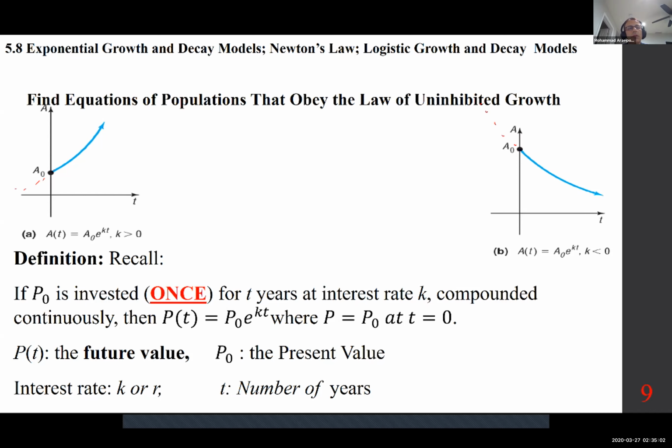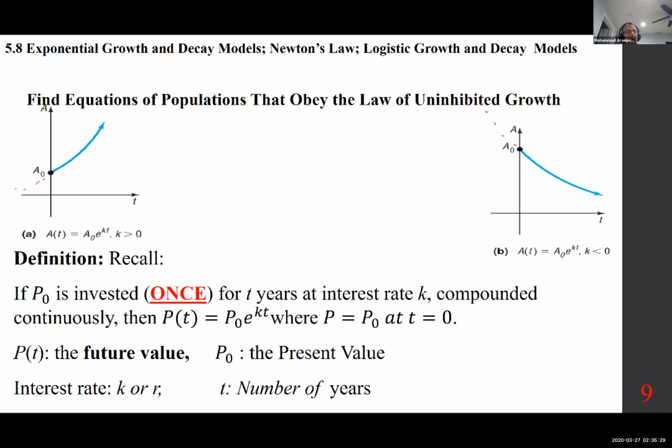So this is called the equation of a population that obeys the law of uninhibited growth. There is nothing stopping it. Normally, that's not the case. I want you to know that in real life, we don't have uninhibited growth when it comes to a population. There are other things that can stop it, for example, the limitation on food and resources.